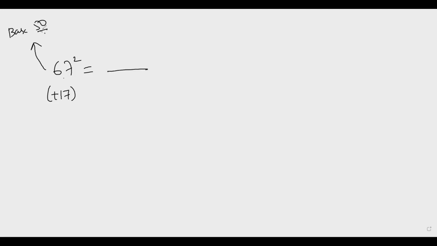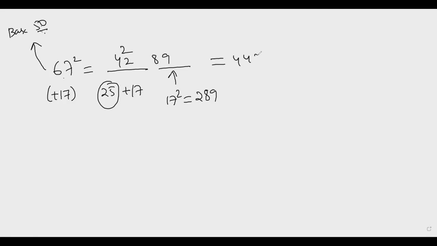Now, with base 50, the rule applies. So it will be 25 plus 17, right? So that will be how much? First 42, and then what is 17 square? 17 square is 289. So we will write 2 here and 89 here. So that will be 4489. That's it. Okay. Right? Is that okay?